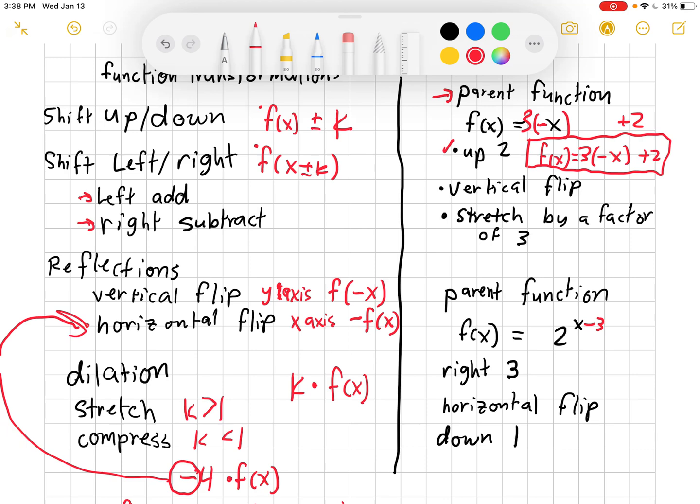Now we want to flip it across the horizontal flip, or the x-axis, which means we put a negative out in front. If this were a vertical flip, we would have to make the x in the exponent negative, but since it's just a horizontal flip, we put the negative out front. And we want it to move down 1, so we go ahead and subtract 1.